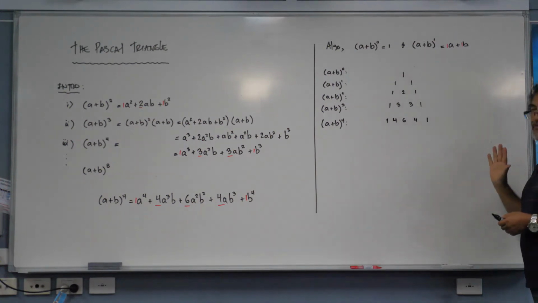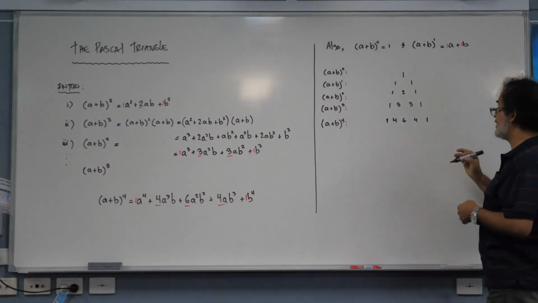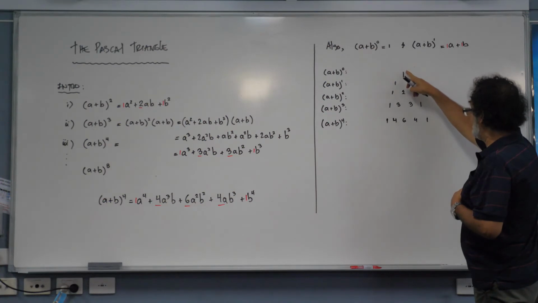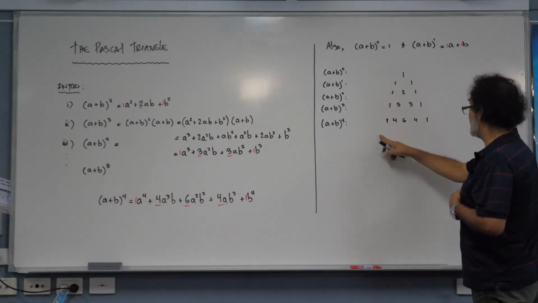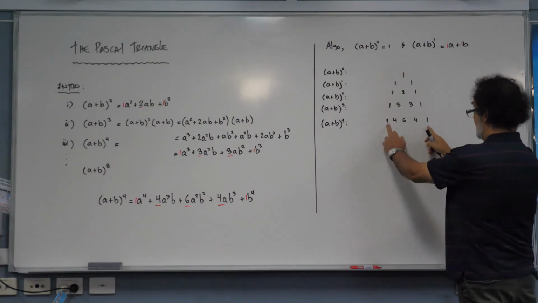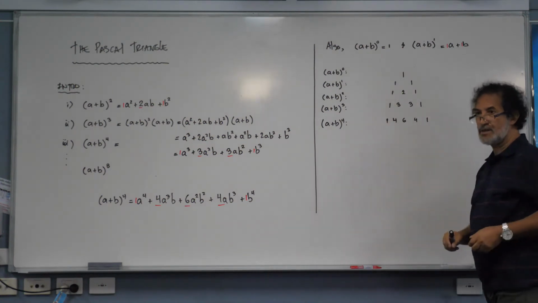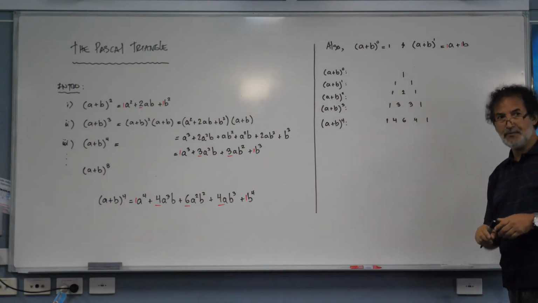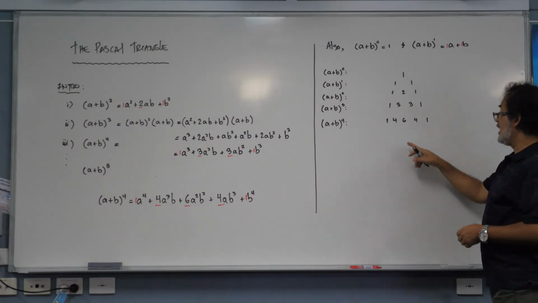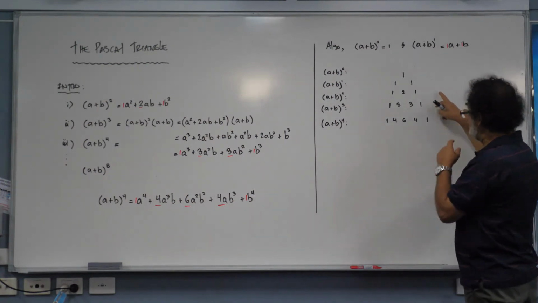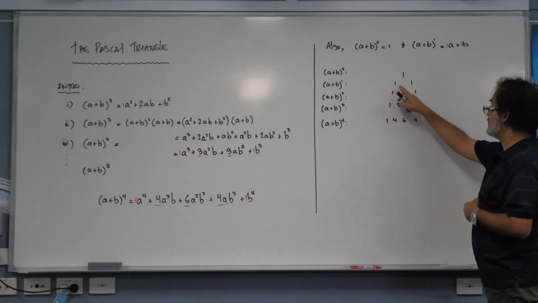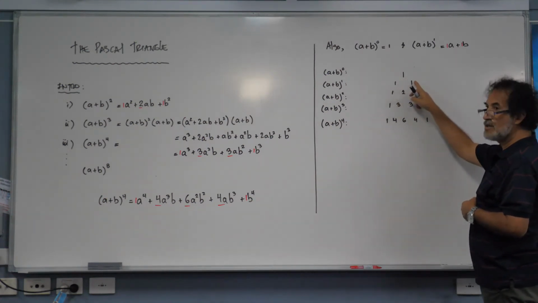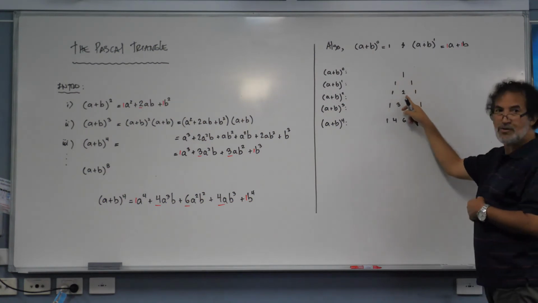Now, if you look very, very carefully at the side, the start and the end always is 1 for all of them. Also, if you look carefully, you're going to see that this here is coming from adding this and this. So 1 plus 1 is equal to 2.